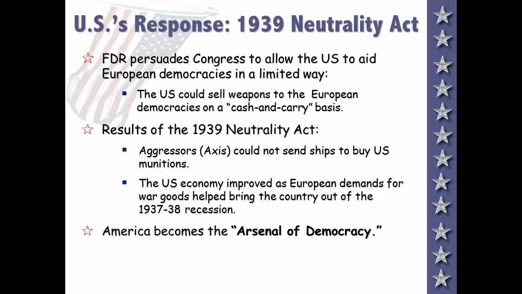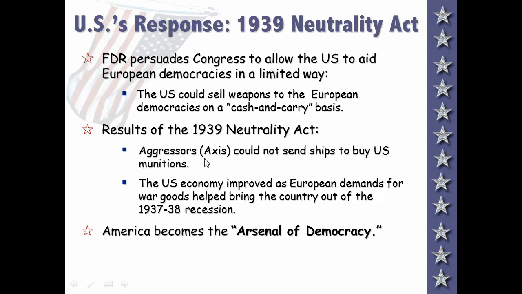And so what this one does, this 1939 Neutrality Act, it does a couple of really important things. Number one, we originally said we won't sell any weapons or loan any money to any belligerent country. Well, this says we won't sell weapons to European democracies, meaning Britain and France, on a cash and carry basis, yes, but we will sell them weapons, which is new.